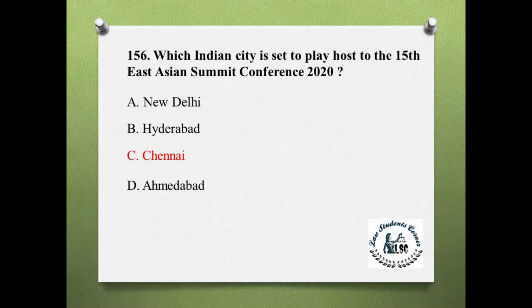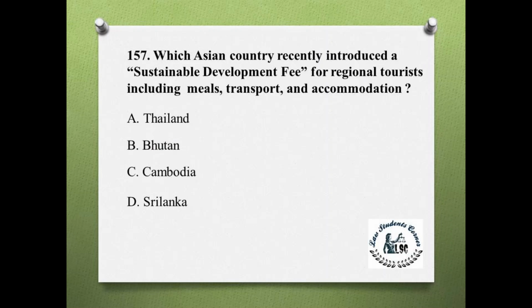Question number 157. Which Asian country recently introduced a sustainable development fee for regional tourists, including meals, transport and accommodation? Option A, Thailand. Option B, Bhutan. Option C, Cambodia. Option D, Sri Lanka. Correct answer is option B, Bhutan.